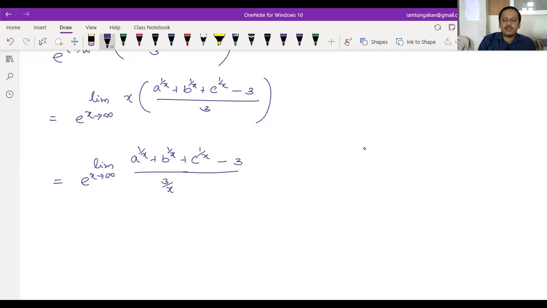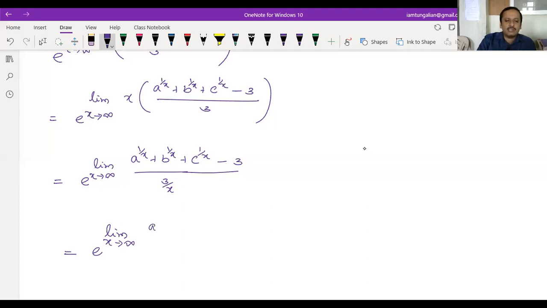Now if I take the limit as x tends to infinity, 1 by x will be 0. So a power 0 plus b power 0 plus c power 0, each of which will be equal to 1. 1 plus 1 plus 1, that is 3, minus 3, that is 0. Numerator is 0. Denominator as x tends to infinity, 3 by x, that also tends to 0. So this is of the form 0 by 0, therefore I'm going to use L'Hospital's rule.